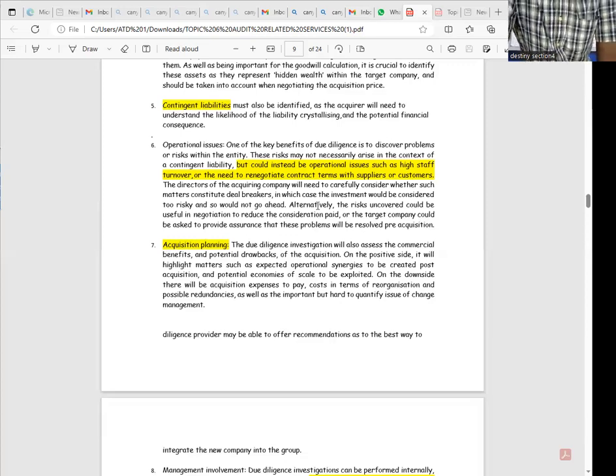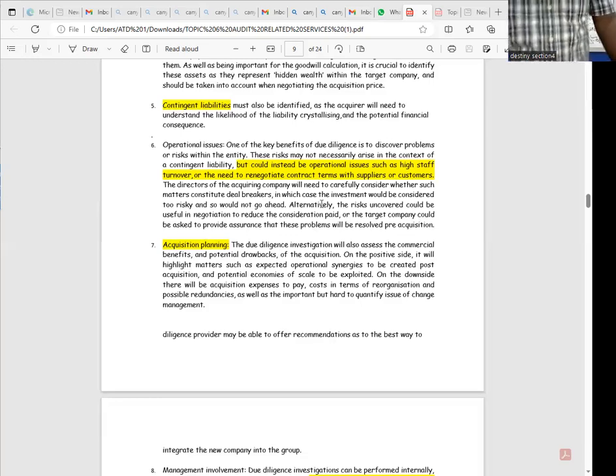The next, operational issues. One of the key benefits of due diligence is to discover problems or risks within the entity. This risk may not necessarily arise in the context of contingent liabilities, but could instead be operational issues such as high staff turnover or the need to renegotiate contract terms with suppliers or customers. The directors of the acquiring company will need to carefully consider whether such matters constitute deal breakers, in which case the investment will be considered too risky and so will not go ahead.